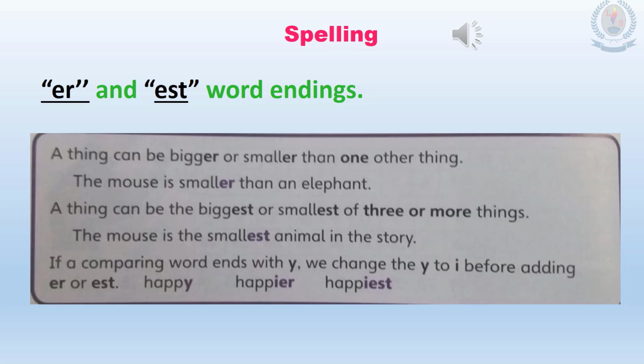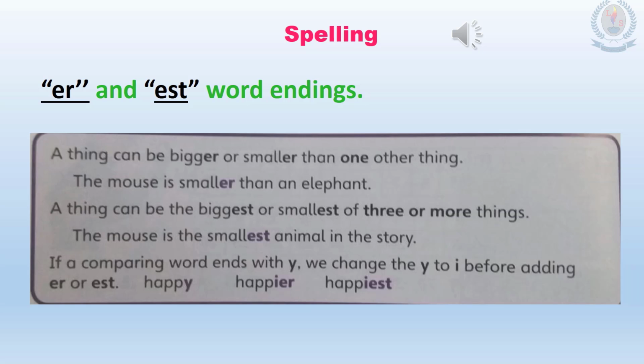A thing can be the biggest or smallest of three or more things. So when we compare three or more things, we add EST. For example, the mouse is the smallest animal in the story. In the story, we can find more animals. So we are comparing the mouse with the other animals, three or more. So what do we use? We add EST.